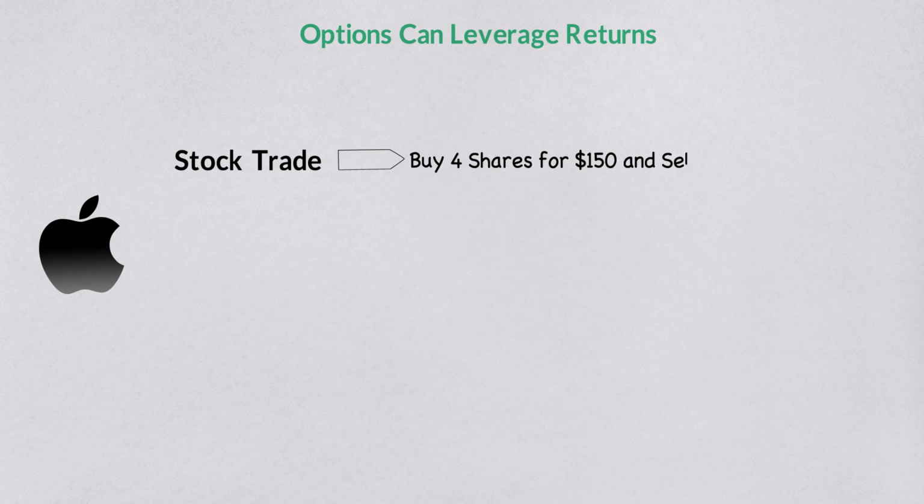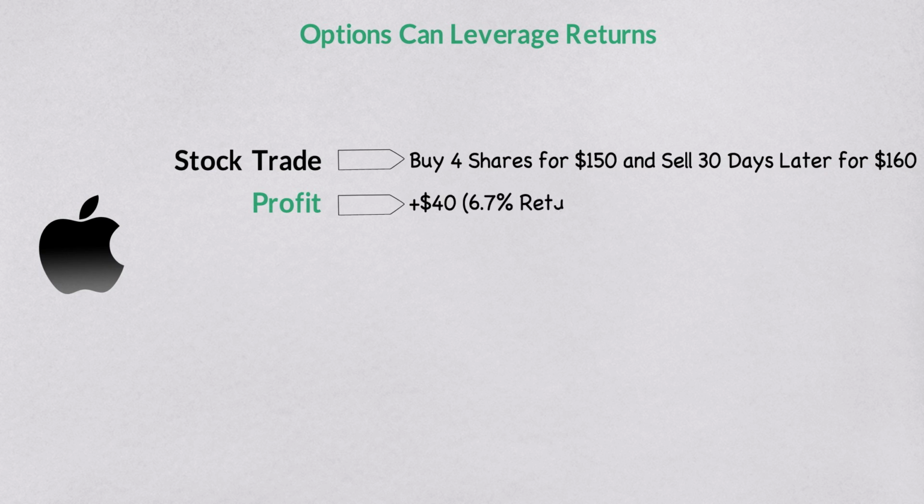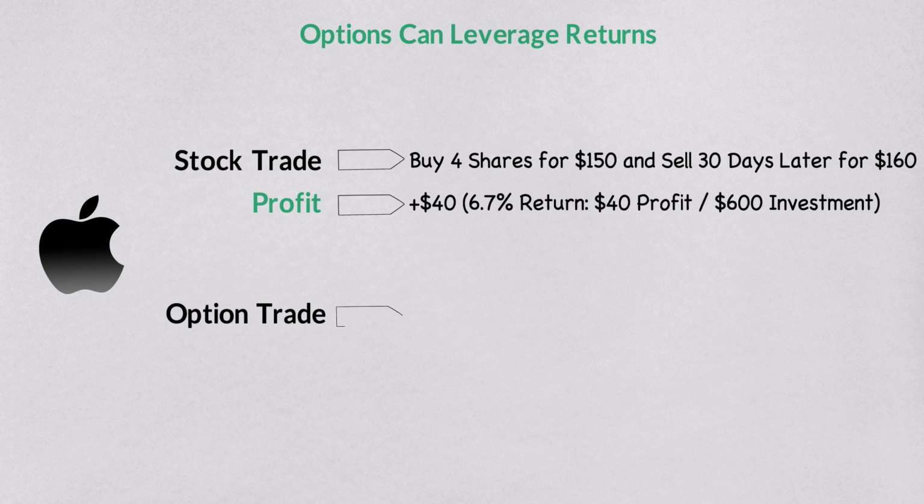So let's say we buy 4 shares of a stock for $150 a share and sell them 30 days later for $160 a share. Now, of course, this is hypothetical, but the profit on that trade would be $40 since we bought 4 shares of stock and they increased by $10 per share. Now, a $40 profit on a $600 investment is a 6.7% return. So let's compare that to a hypothetical option trade.